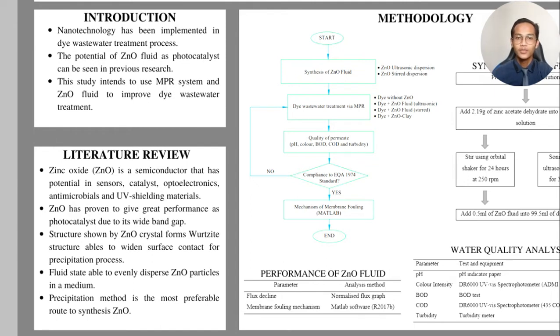From the literature review, zinc oxide or ZnO is a semiconductor that has potential as sensor, catalyst, optoelectronic, antimicrobial, and UV shielding materials. In previous research, ZnO was also proven to have better performance as photocatalyst due to its wide band gap and its wurtzite structure. This leads to wider surface contact for the precipitation process.